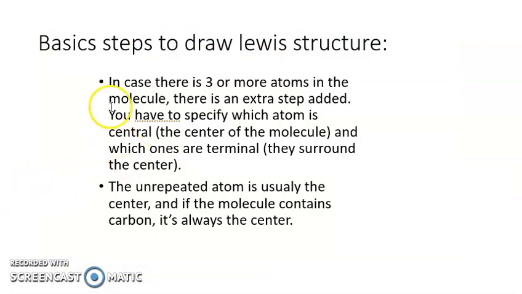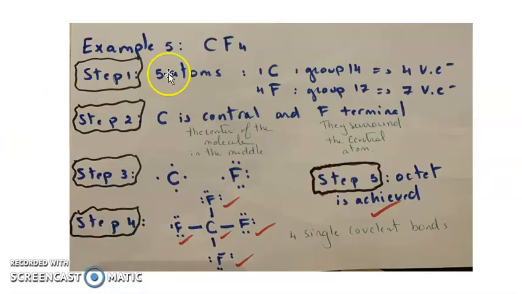Now what about drawing Lewis structures for molecules which have 3 or more atoms connected together? The most important thing here, guys, is to know the central atom. Let's check an example. CF4. So here you have 5 total atoms. Carbon is in group 14, so it has 4 valence electrons. Fluorine is in group 17, so it has 7 valence electrons.